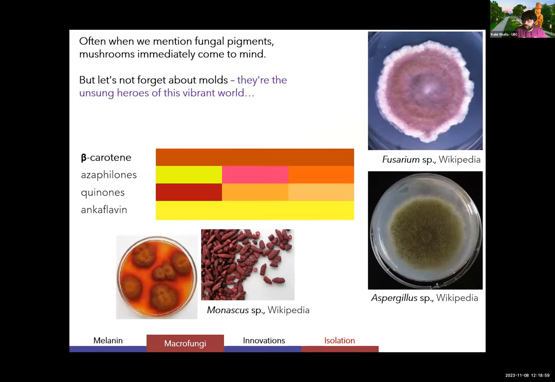Often when folks think about fungi and fungal pigments, they think of mushrooms. And what happens in this process is we forget about molds. So that's why I've highlighted them as the unsung heroes of this vibrant world, because we can get so many pigments from these molds. If you just take a walk to your pantry or fridge and find something spoiled, you'll probably see mold on that food. It'll probably be very brightly colored. Turns out we can extract pigments from those brightly colored molds and use them for a wide variety of applications.